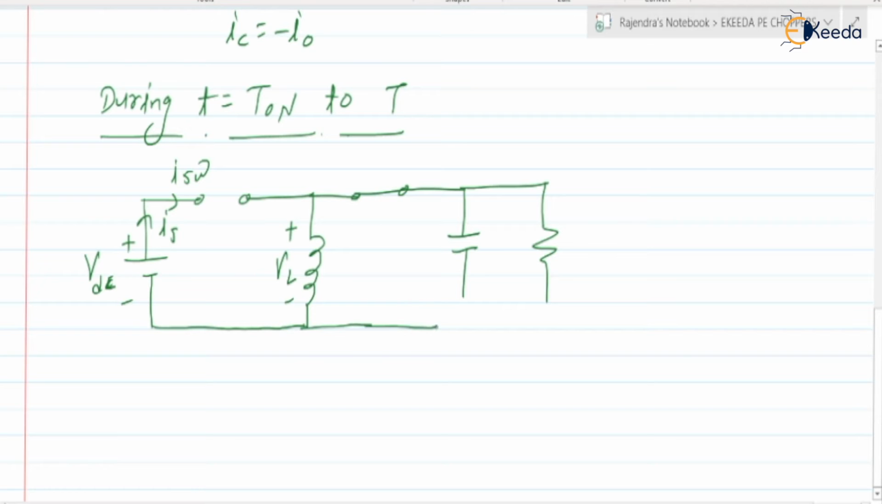So here we can write, the capacitor goes on charging, so it is plus minus VC. This is IC, R, V0 here, and this is I0. If this current is IL, we can say that this current is also IL.